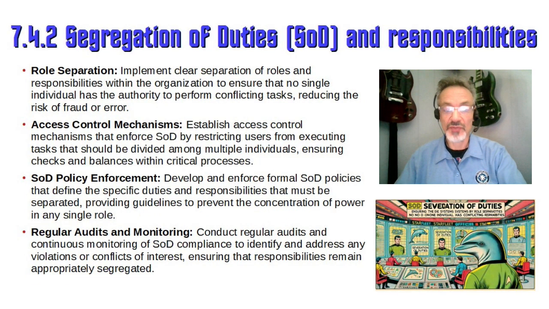7.4.2. Segregation of duties and responsibilities. The concept of segregation of duties is about preventing conflicts of interest and reducing the risk of errors and fraud. Essentially, it ensures that no single individual has too much control over a critical process. By separating responsibilities, you create a system of checks and balances. For example, the person who authorizes a transaction should not be the same person who records it. In practice, this is achieved through clear role separation and access control mechanisms.